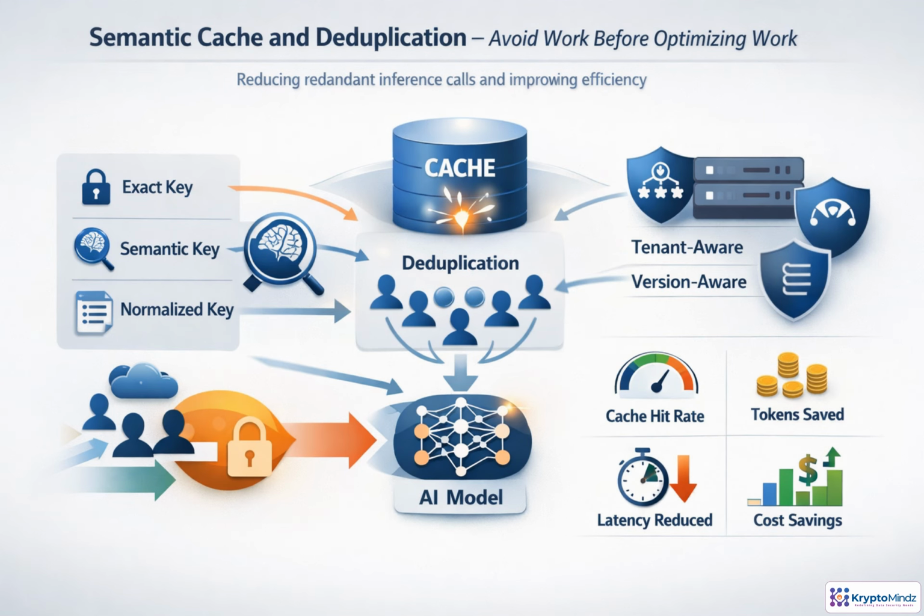Before optimizing model execution, ask whether the model needs to run at all. Many requests are repeats, near repeats, or simultaneous duplicates from different users. Exact, normalized, and semantic cache keys catch those cases at different levels of risk. Deduplication handles live spikes by sending one request to inference while equivalent callers wait for the same result. The guardrails are tenant and version boundaries, so cached answers do not cross customers or stale model releases. Measure caching like a product feature: hit rate, tokens avoided, latency saved, and dollars saved.